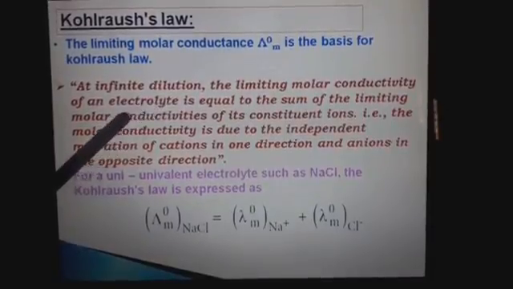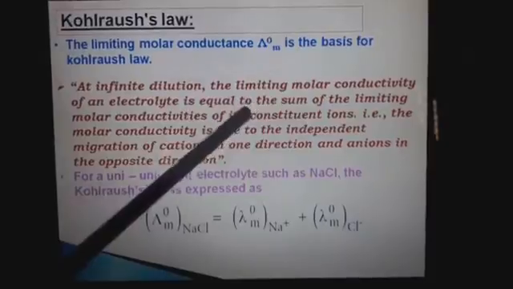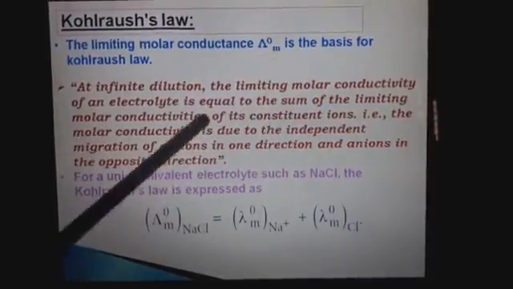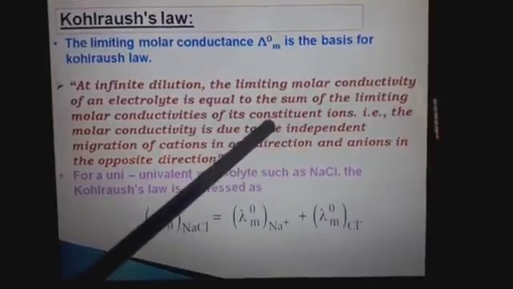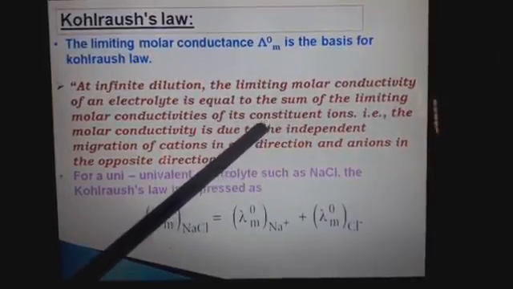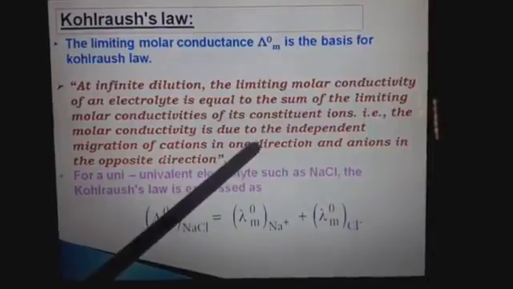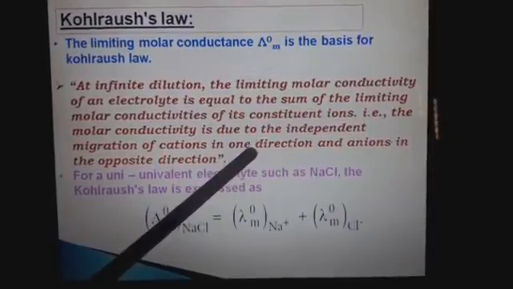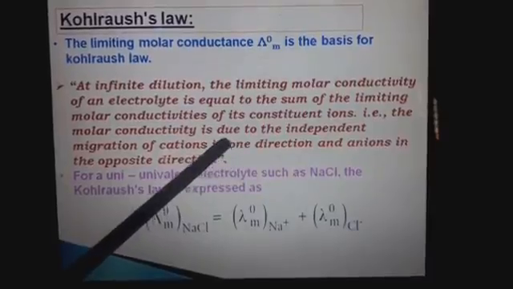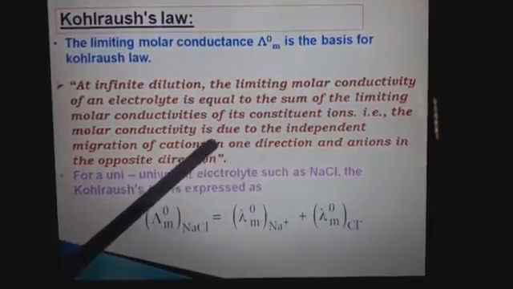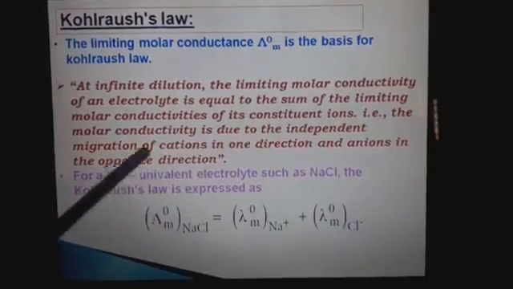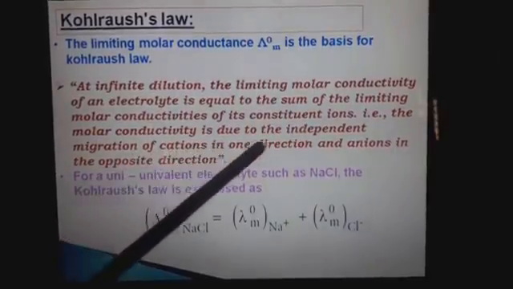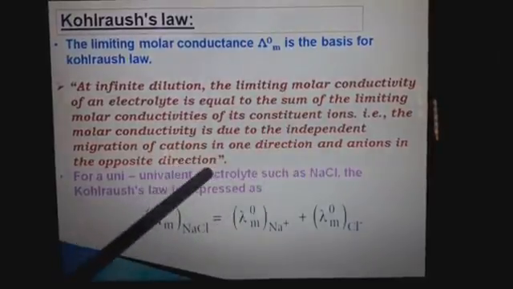The limiting molar conductivity of the electrolyte is equal to the sum of the limiting molar conductivities of the constituent ions. Constituent ions means positive ion and negative ion. It is the addition of the separate molar conductances of these ions. That is, molar conductivity is due to the independent migration of cations in one direction and anions in the opposite direction.